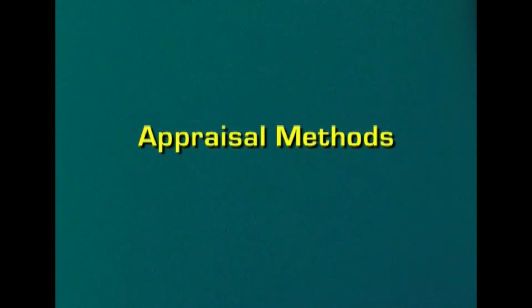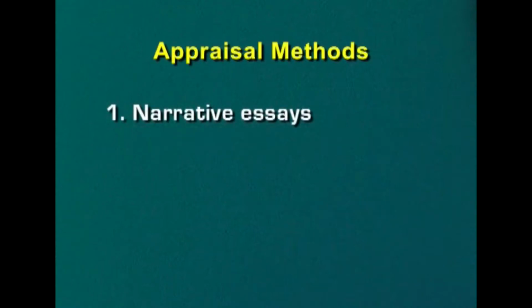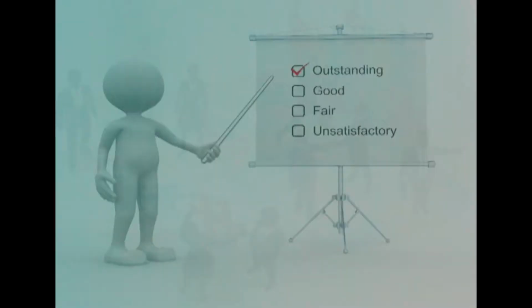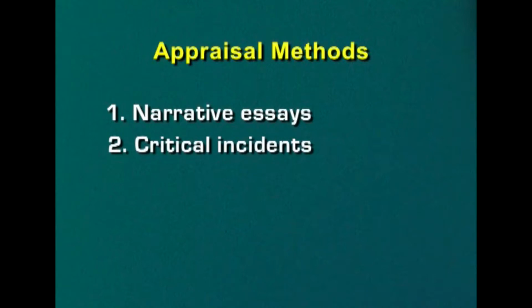We have different appraisal methods for the employees. First is narrative essays. Sometimes the supervisors must write a description of the employee's performance. The next is critical incidents. This is a performance appraisal in which the supervisor keeps a record of incidents that show positive and negative ways the employee has acted. The supervisor uses this record to assess the employee's performance.